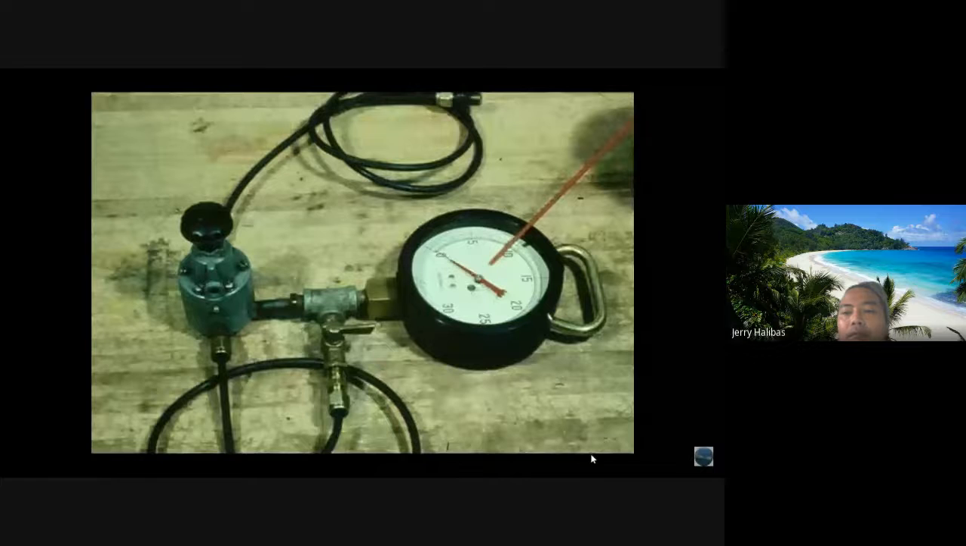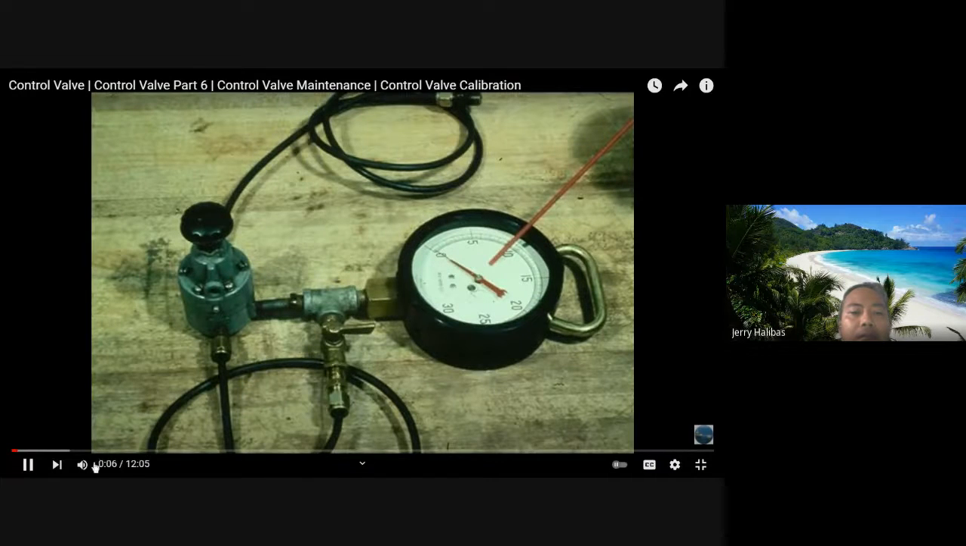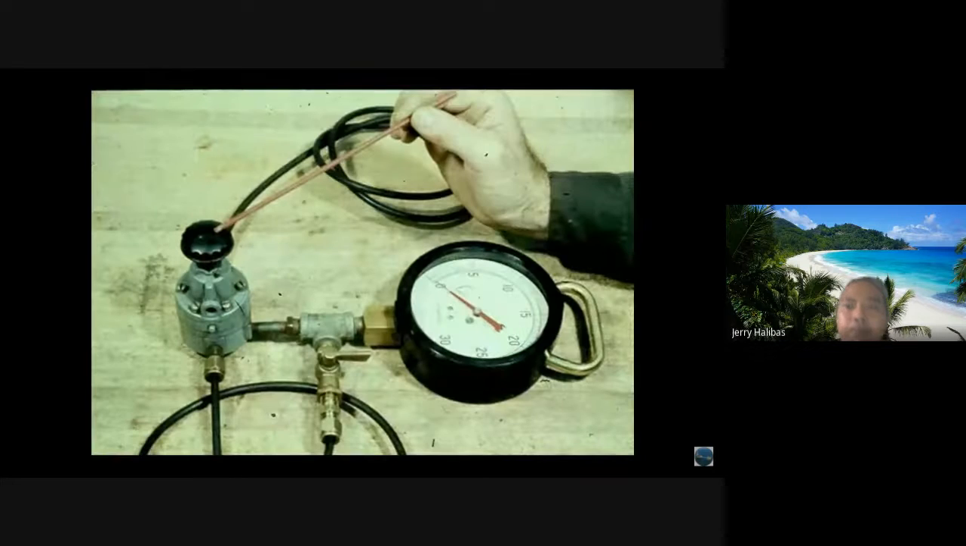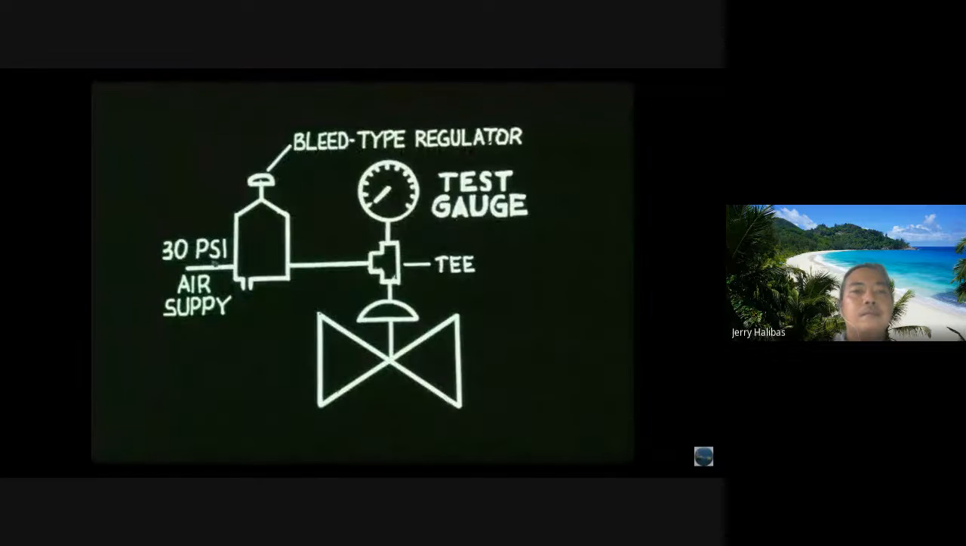Although you have repacked and reassembled the control valve, you must give it a thorough operational check before you commission it. To check it, you will need a 0 to 30-pound test gauge and a bleed type reducing regulator. The regulator will provide an input signal. Here is what your test hookup will look like.